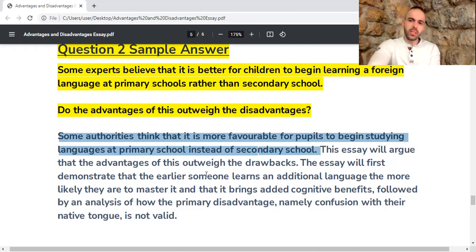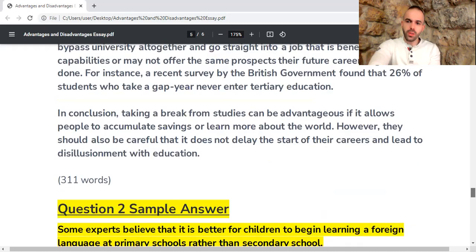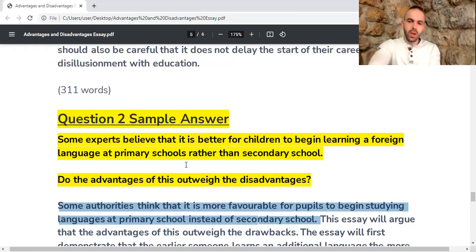Some authorities think that it's more favorable for the pupils to begin studying languages at primary school instead of secondary school. So what have you noticed in here? If you read the sentence again, we used authorities instead of experts. We used more favorable instead of better. We used the pupils instead of children or young students. Pupils means young students or children. We used studying instead of learning. And we replaced rather than by instead of, as you can see.